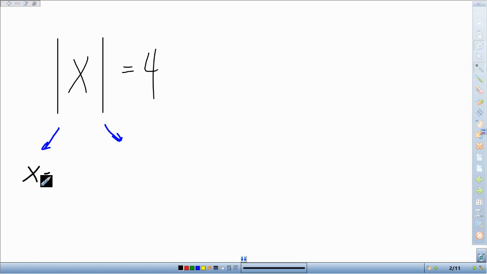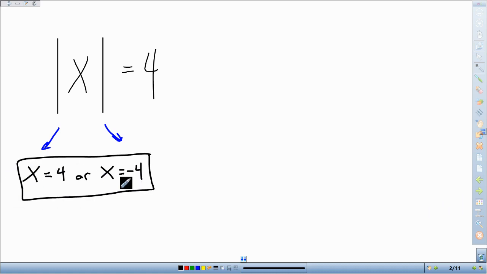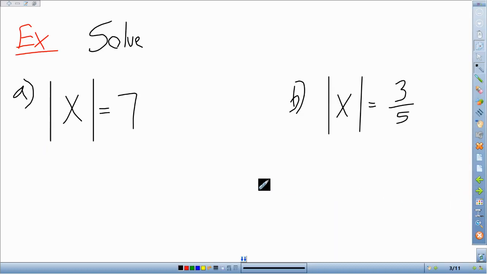x could equal a positive 4 or x could equal a negative 4, right? Think about it. If we plugged in a 4 here, the absolute value of 4 is 4. If we plugged in a negative 4, the absolute value of negative 4 is 4. Technically we'll put a little "or" between these. So this is my answer to this equation here. It would be one or the other of these answers. So let's try it again using some other examples. Take a second, copy this.